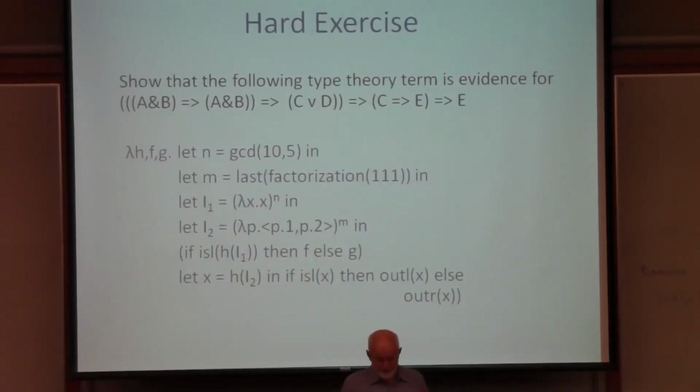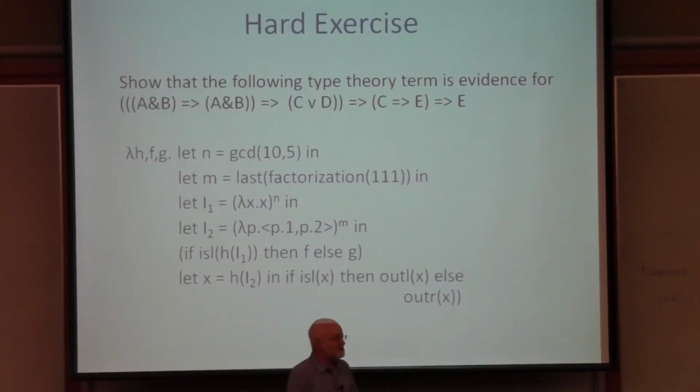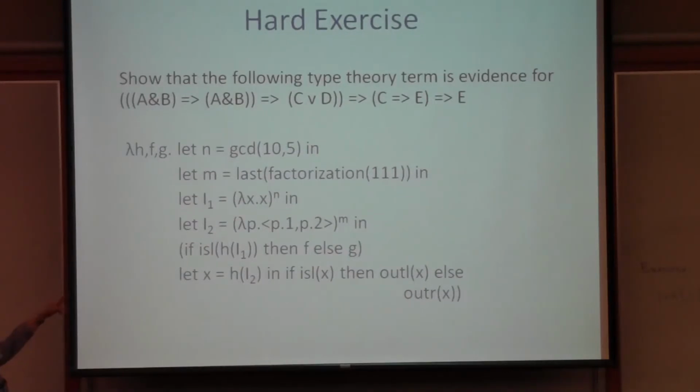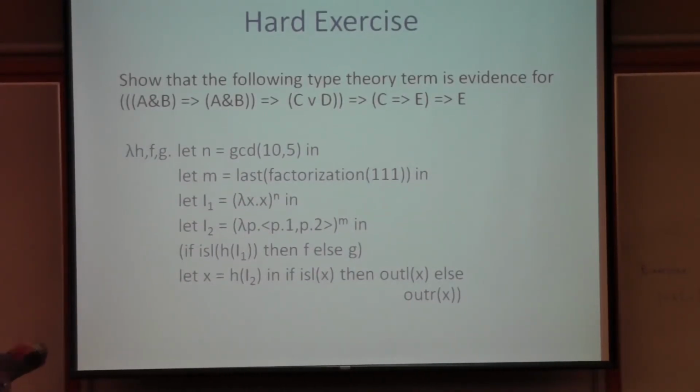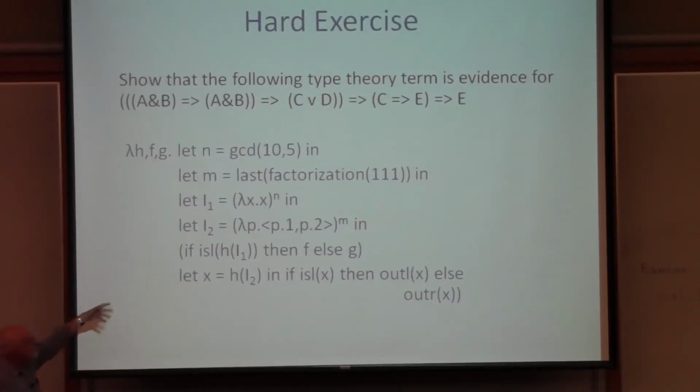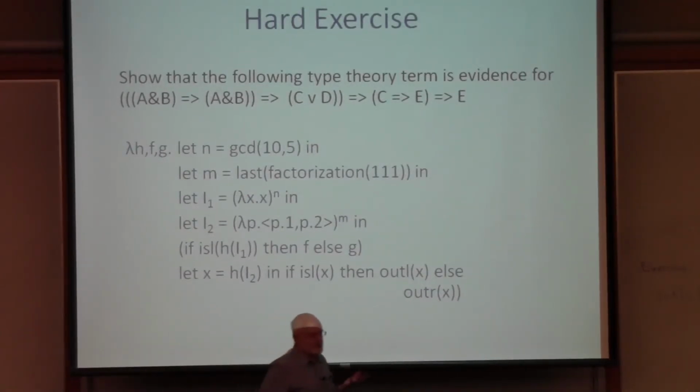Now we were really thinking, this is great. So here's a hard exercise. Here's a piece of evidence, a real piece of evidence for that formula up there. This is what you can see in Nuprl. I used an ML-like notation for it, but there it is. That's an evidence term. Says you got H, F, and G. Let n be the greatest common divisor of 10 and 5. In the factorization, finding the least factor of 111. Then let I1 be the iteration of the identity function n times. Let I2 be the iteration of that parent function m times in this term. So that's an evidence term.